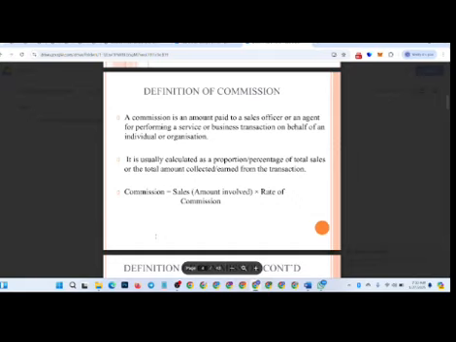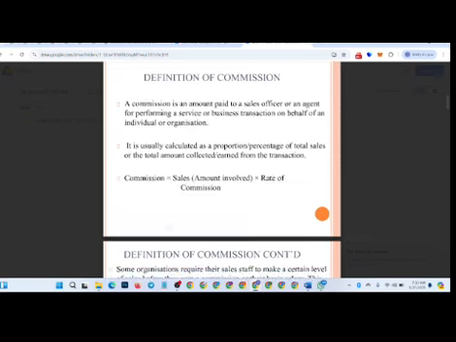A commission is an amount paid to a sales officer or an agent for performing a service or business transaction on behalf of an individual or organization. It is usually calculated as a proportion or percentage of total sales or the total amount collected or earned from the transaction. So if you want to calculate commission, it's going to be the amount involved, which has to do with the sales, times the rate of the commission.